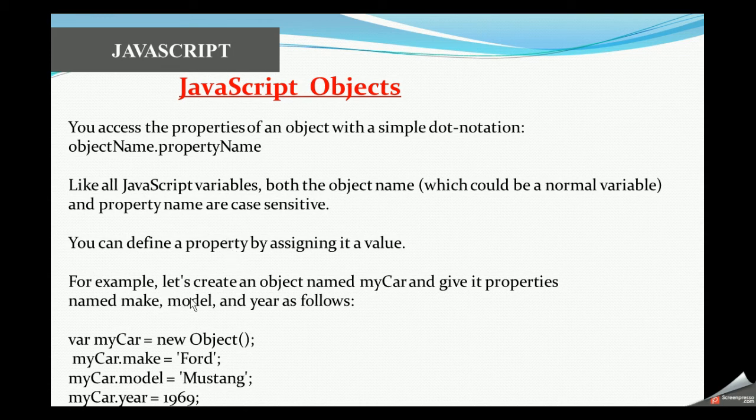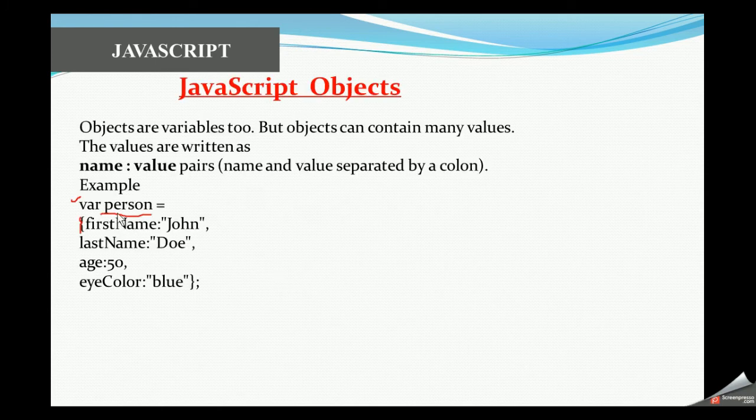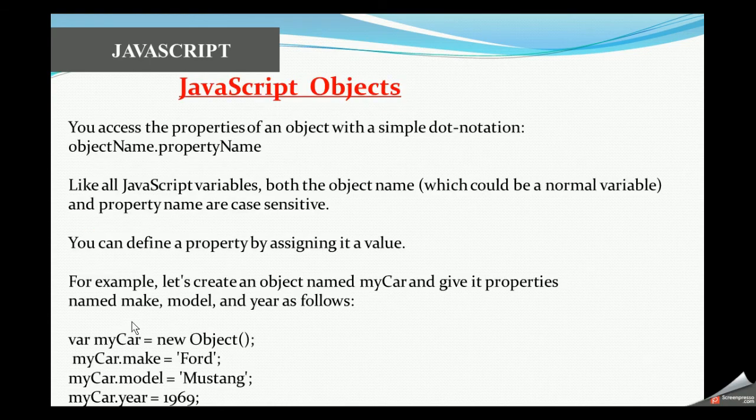Okay, now suppose let's create an object. Here we are saying myCar and giving its properties. You can use either the object literal format, where person is equal to this, or you can create it in this way, where myCar, that is the variable name, is equal to new Object. That means you have created a new object. Now myCar is the name of the variable, then dot make, that is the property name, is equal to Ford, then myCar.model is equal to Mustang, then myCar.year.